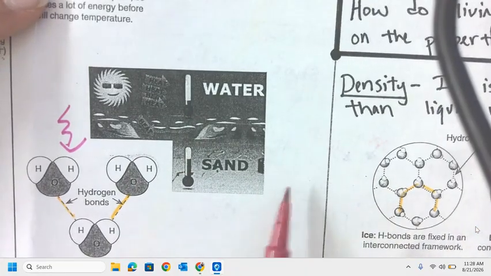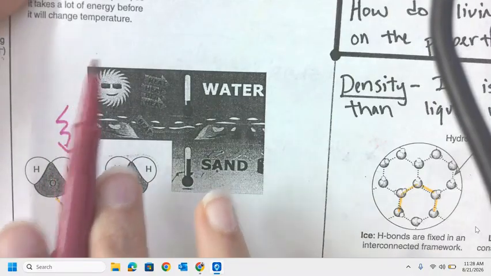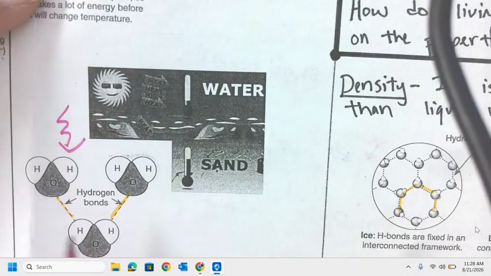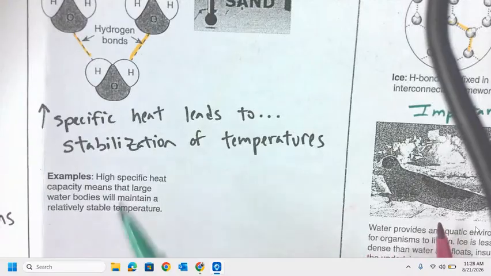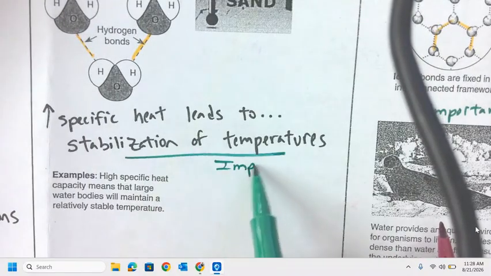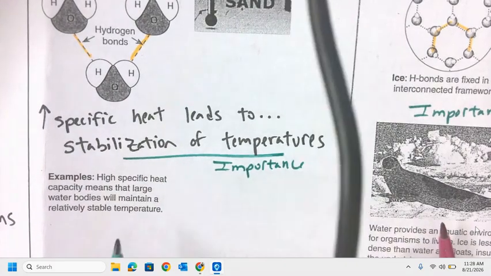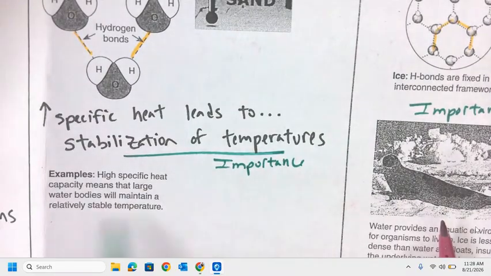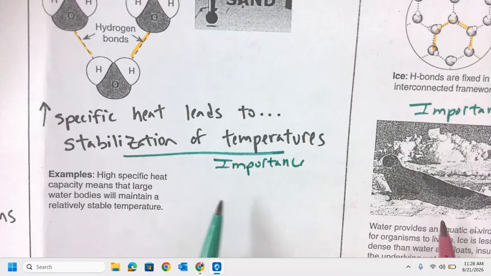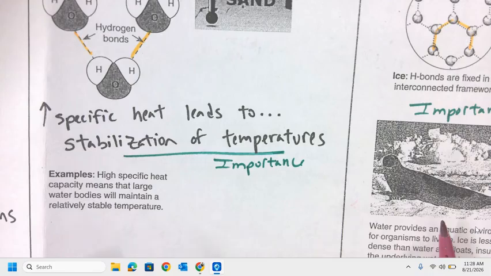So basically, it takes a lot of energy for water to change temperature and to change forms. Why? Because you have to break the hydrogen bonds. Why is this important for life on Earth? The importance for life is it helps stabilize temperature on Earth. Okay, so if there's large bodies of water around, they can help you maintain a relatively stable temperature. Okay, that's why maybe in our area where there's a lot of water, the nighttime temperature might be 10 degrees different than daytime temperature. Whereas in a desert, the nighttime and daytime temperature might be like 40 degrees different.